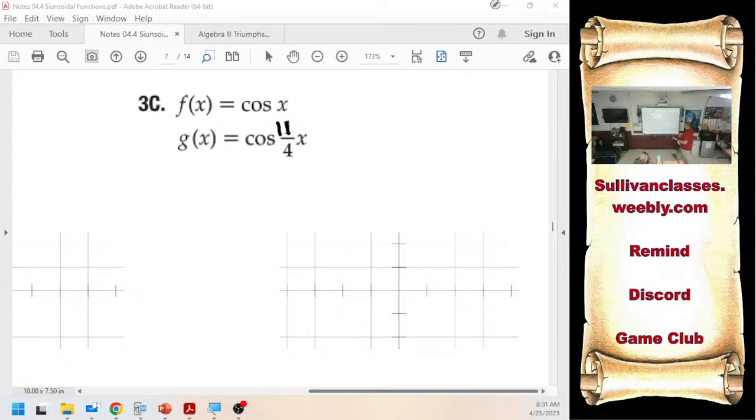The period is 2 pi over b. Dividing by fractions is easy as pie. Flip the second, multiply. The period is going to be 8 pi over 11. And then my quarter marks are going to be that times 1/4, or 2 pi over 11. Graph it!